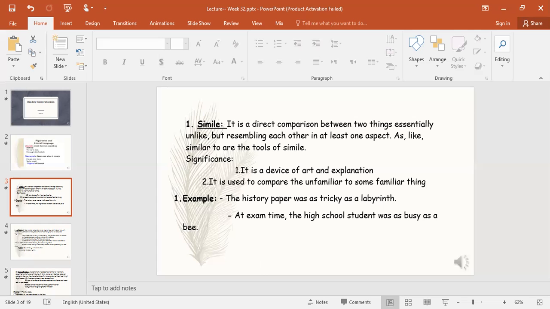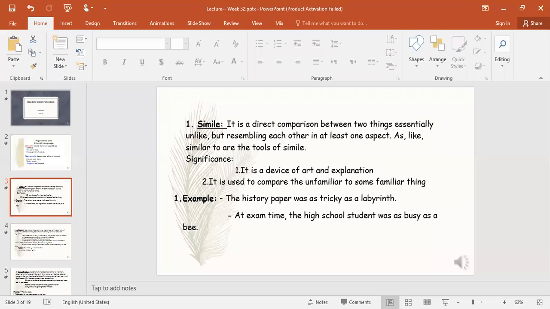Yes. Great. So the simile is a direct comparison between two things essentially unalike but resembling each other in at least one aspect. We use as and like. These are the tools of a simile. Why do we use similes? Because it is a device of art and explanation. It is used to compare the unfamiliar to some familiar things.